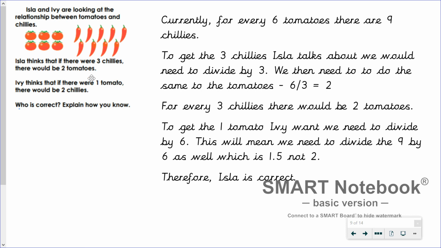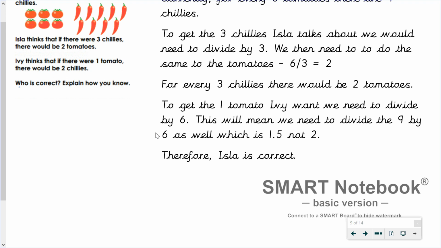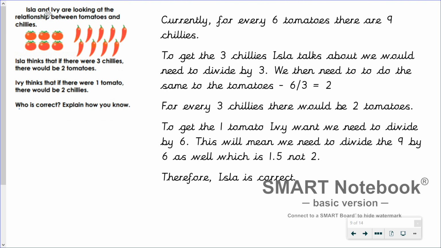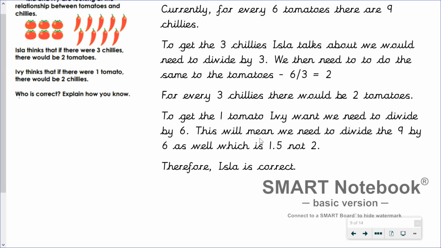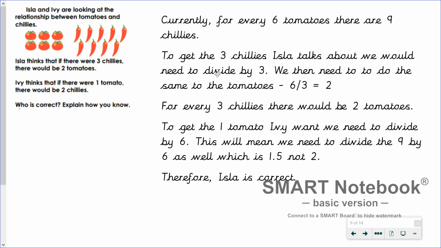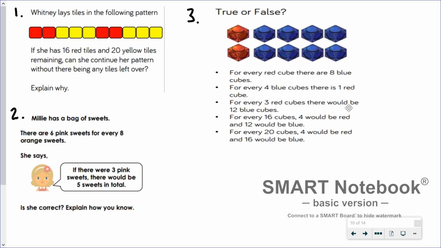So we think she's right, but we need to check Ivy to make sure that she is wrong. So to get the 1 tomato that she wants, we need to divide the 6 by 6 to give 1, which means we need to do the same with the chilies, divide 9 by 6, which is 1.5, not 2. So she is incorrect, meaning Isla is the one definitely who is correct. What I want you to do now is take these 3 questions, pause the video in your home learning book, have a really good go at them for me.